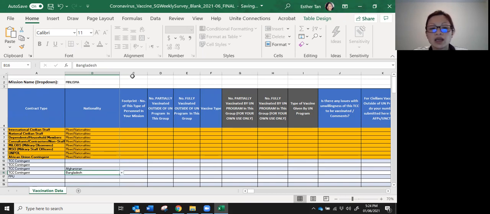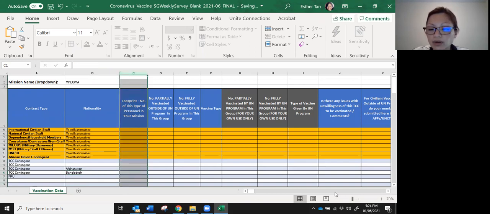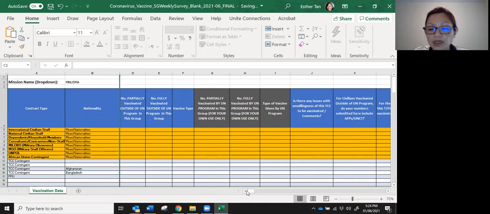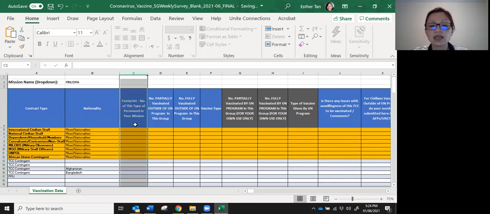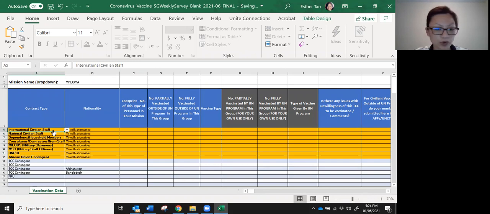And then the next column will be all about the footprint. So basically, the idea here is to understand what is the total number of this type of people in your mission. So total number of international staff, total number of civilian staff, and so on and so forth. And same for contingents. Within that contingent, what is the total number we're talking about?